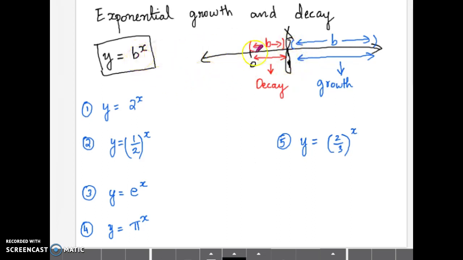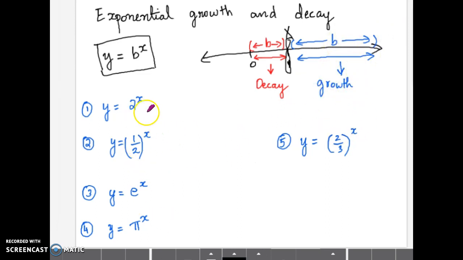So whenever b is less than 1, between 0 and 1, like fractions like half, 1/3, 2/3, 2 over 5, 7 over 5, those kind of fractions, it's going to be exponential decay. Whenever b is a number greater than 1, like 2, 3, 4, 5, 20, 500, positive numbers greater than 1, it's going to be called exponential growth.